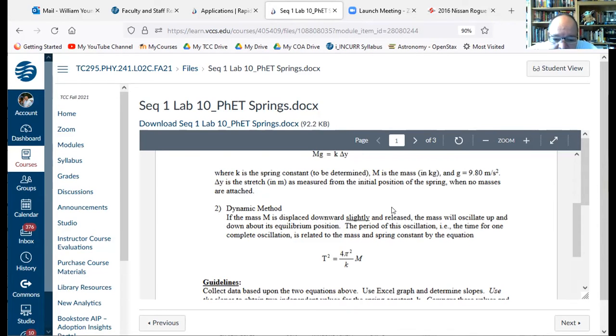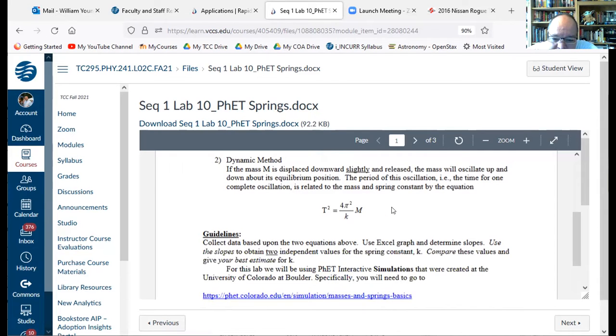Okay. So here are the guidelines. Collect data based on the 2 equations above. Use Excel to graph and determine slopes. Use the slopes to obtain 2 independent values of the spring constant, compare these values, and give your best estimate for K. Okay, remember, when you can't just look up a quantity like G, there's ways you can compare how close 2 quantities are if they're not something that are tabulated somewhere.